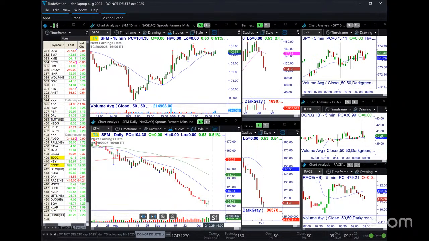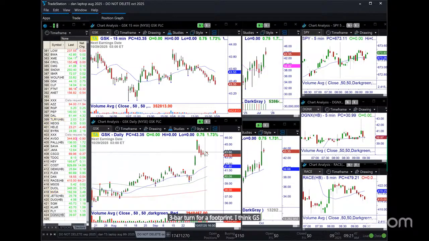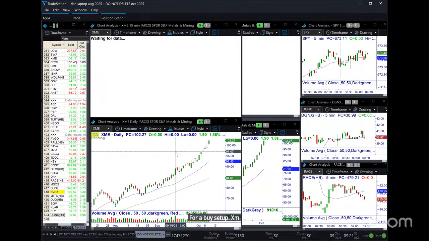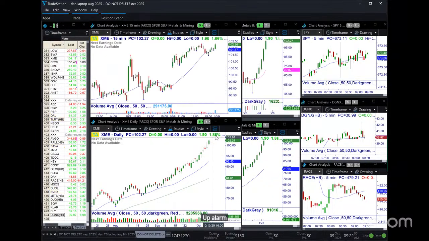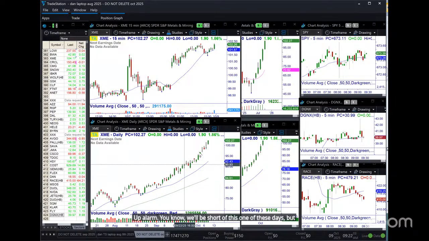SFM, Climo. Now, since we don't have a potent turn, what's today, Thursday? So Monday, this red bar. If it can get over that red bar, then we'll have a 3-bar turn for a put spread. GSK, I would love a new low and bottoming tail for a buy setup. XME, up alarm. We'll be short in this one of these days, but it's just not yet.